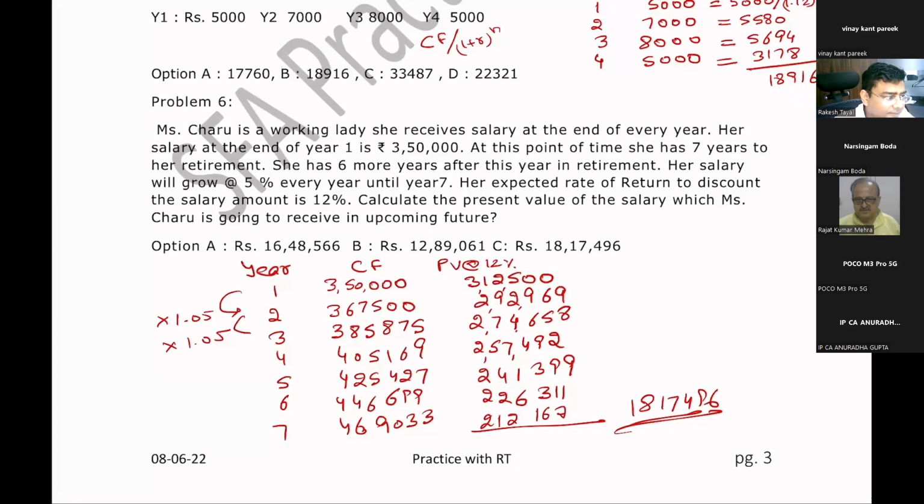Shall we move next? Very simple. Very simple. I expect this answer in 30 seconds. This should take time only to read, not to solve.